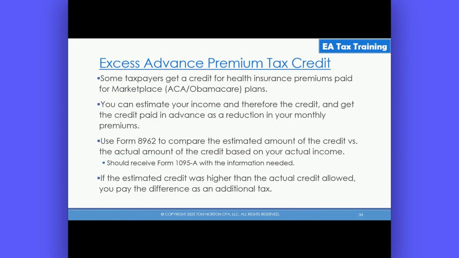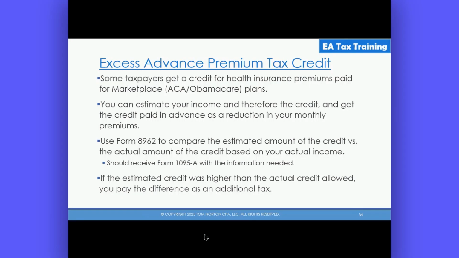Excess advance premium tax credit. We're going to talk about the premium tax credit later on in this video. But for now, we just need to know that when you buy health insurance through the government marketplace like Obamacare, depending on your income, you can get a reduced premium amount that you have to pay. That reduction is the result of a premium tax credit that you get. However, the amount of premium tax credit that you're getting is just an estimate. It's based on what you think your income is going to be for the year.